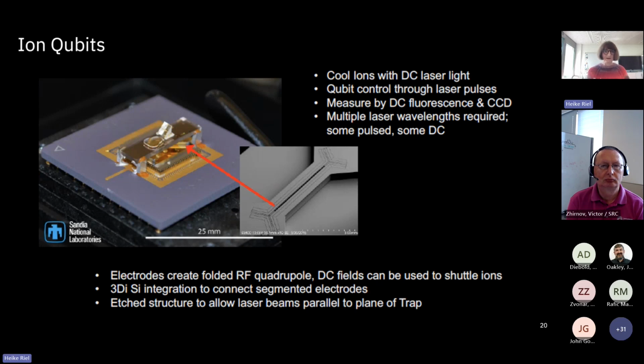This picture here shows a 3D silicon integration where you connect the segmented electrodes. Your ions are captured in this line, so you see it's a linear arrangement, and you use electrodes to create an RF quadrupole in order to create the electric field where you can trap the ion. And then you can move that around and also shuttle the ions around.